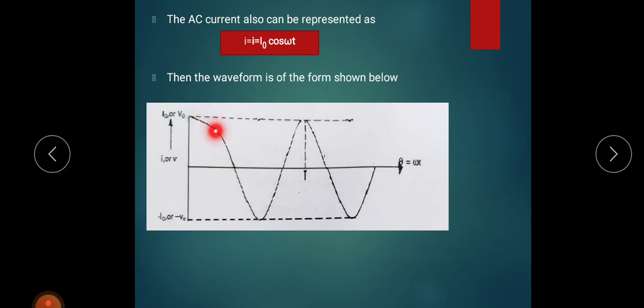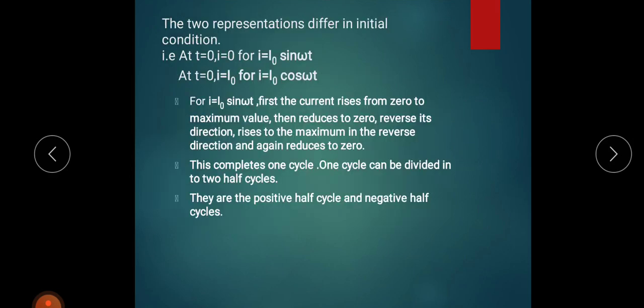During the cos function, it goes from the maximum value to the 0 value. From this point to this point is taken as one complete cycle of the cos wave of the alternating current, from this maximum value to the next maximum value. The next, the two representations differ in initial condition, that is at time t is equal to 0.